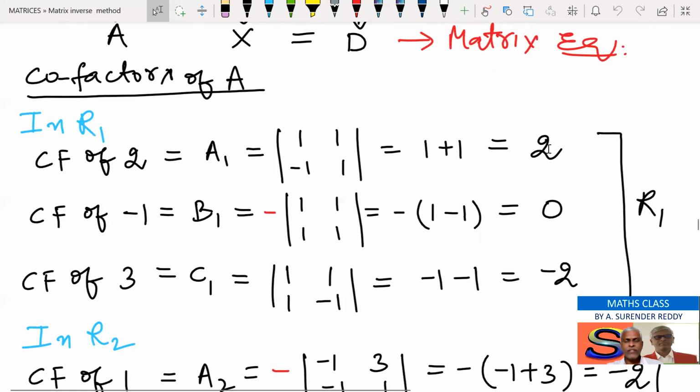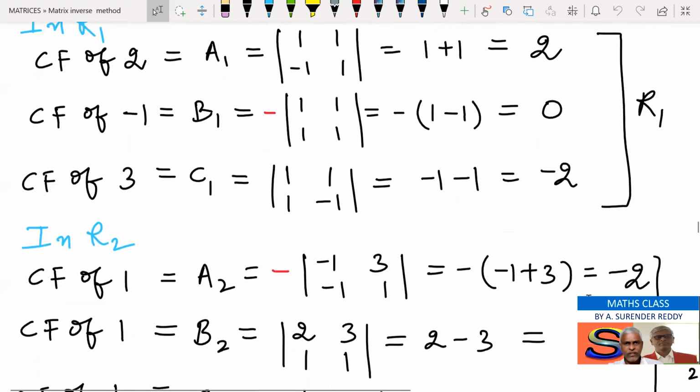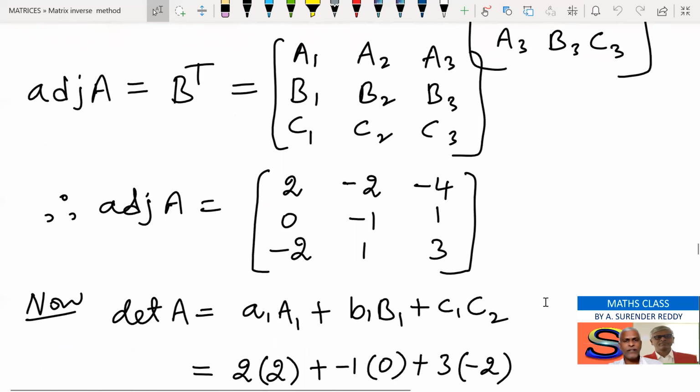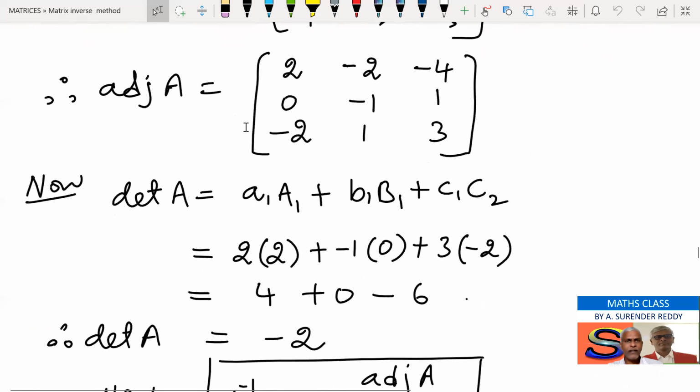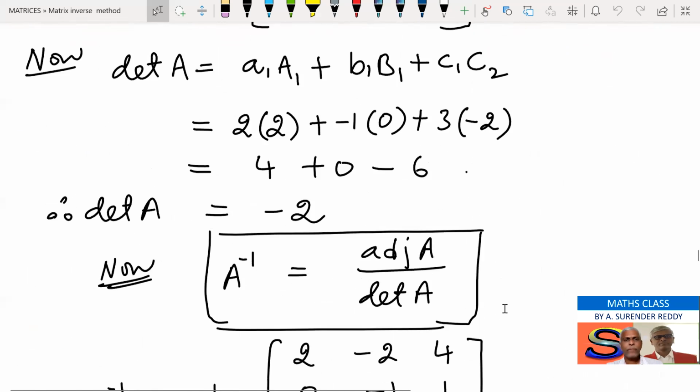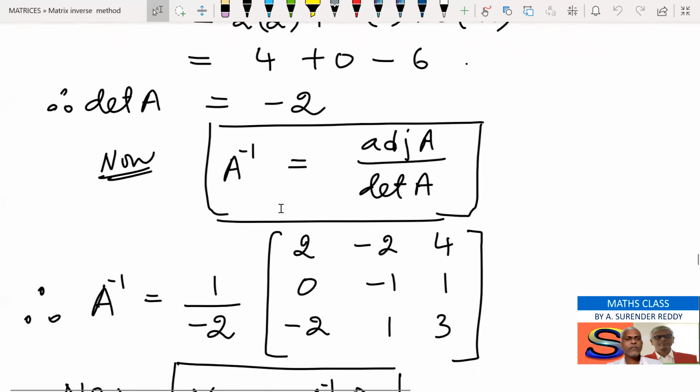2 into its cofactor 2, -1 into its cofactor 0, 3 into its cofactor -2. So this is the determinant. So that gives us -2. Determinant is -2 and already the adjoint matrix is there.